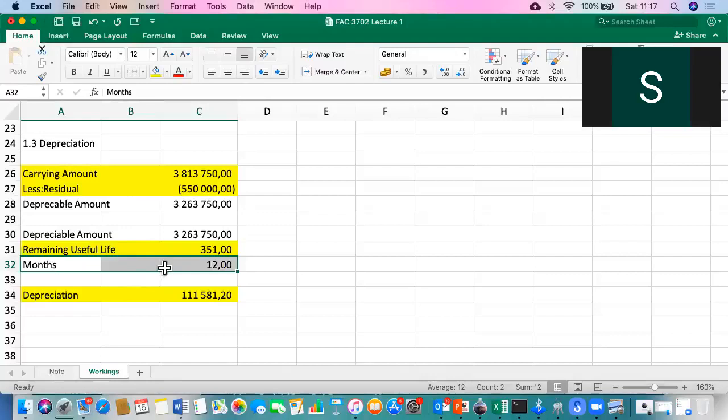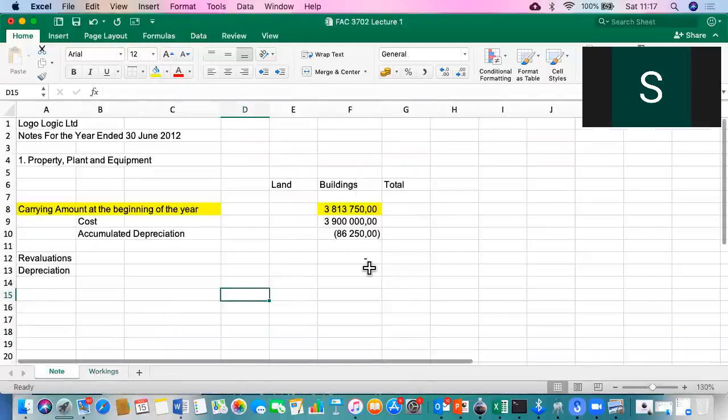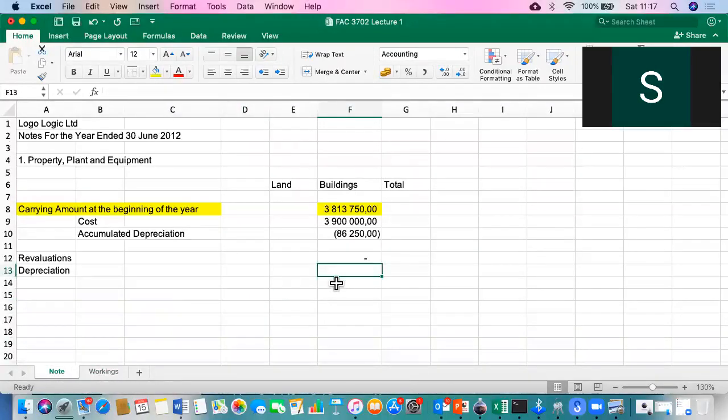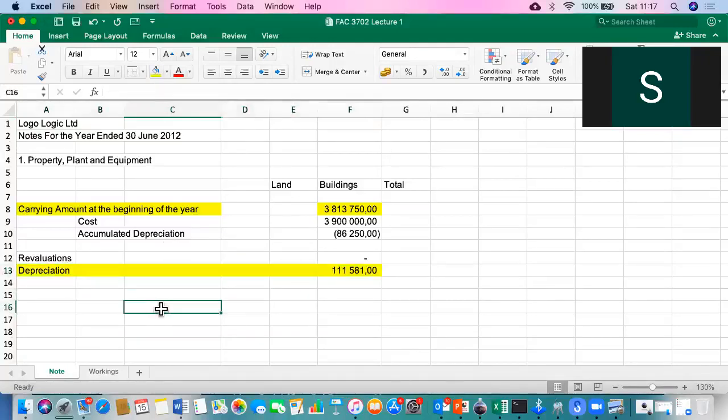Current year depreciation is always going to be 12 months unless you disposed of the asset during the year, or it was acquired during the year. Then it will be an addition. And if it was acquired, then you'll obviously calculate how many months in the year it was acquired for. So where does this amount go? The 111,581 goes into the depreciation line. That's our current year depreciation that goes in there.